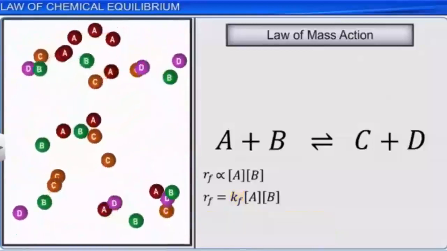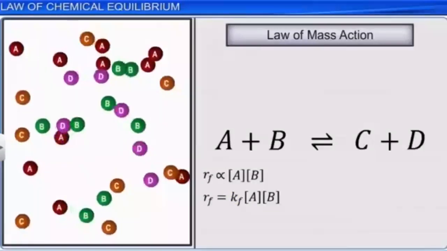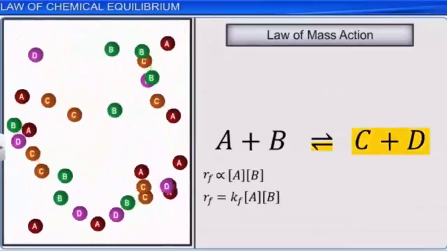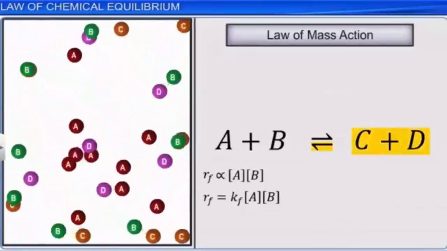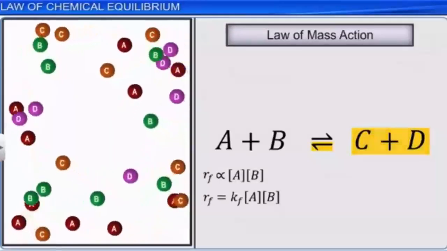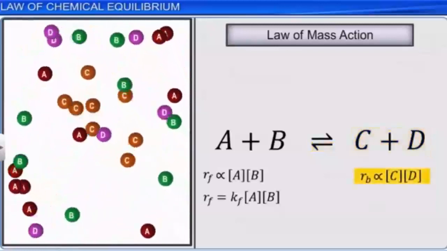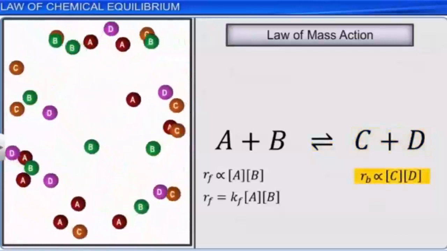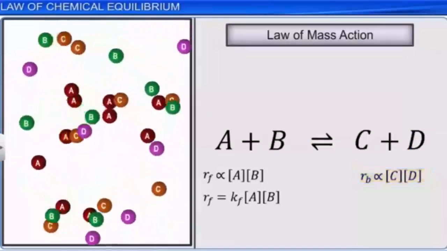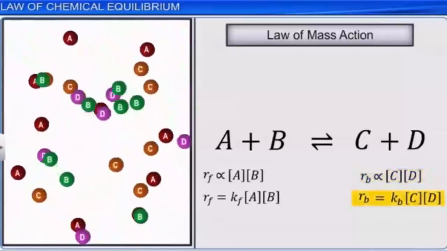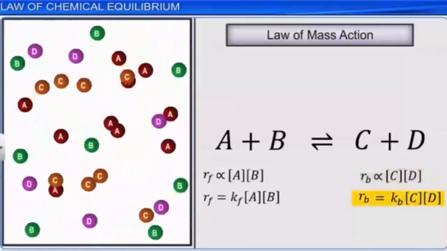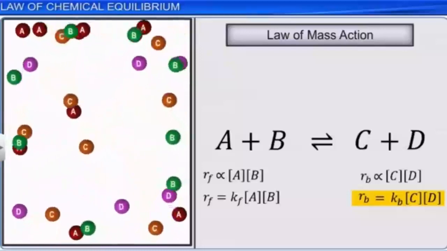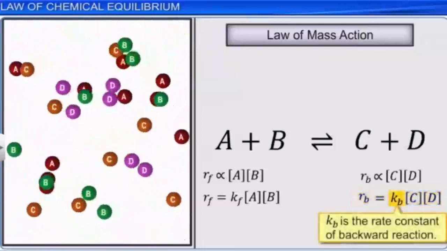Similarly, the rate of backward reaction will be proportional to the molar concentration of the products. That is, Rb is proportional to the product of the concentrations of the products C and D. Or Rb is equal to Kb multiplied by the product of the concentrations of C and D, where Kb is the rate constant of backward reaction.